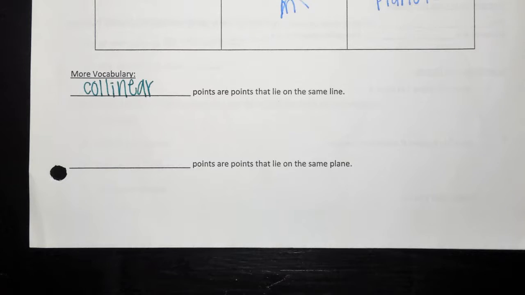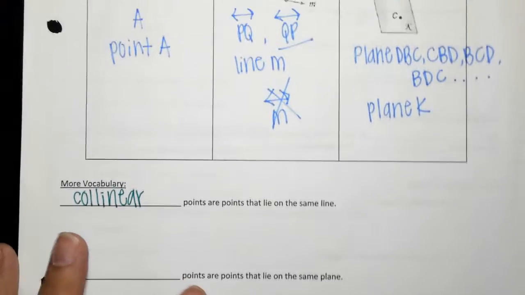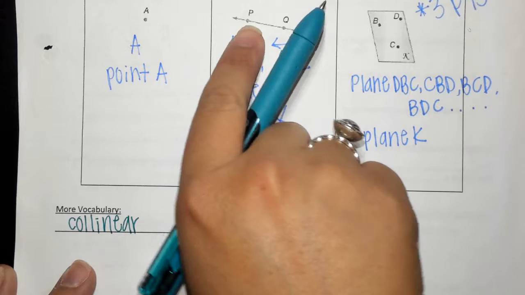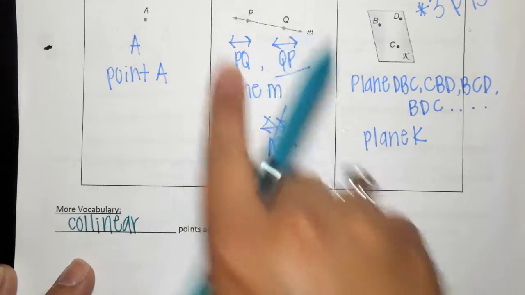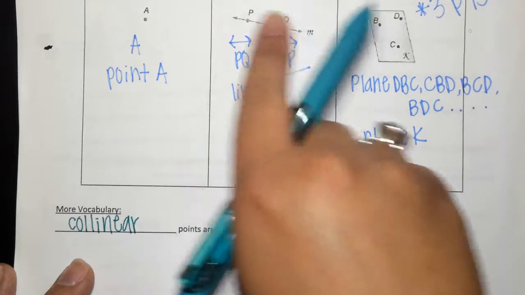Those are points that lie on the same line. So in this example right here, P and Q are collinear. They're on the same line.